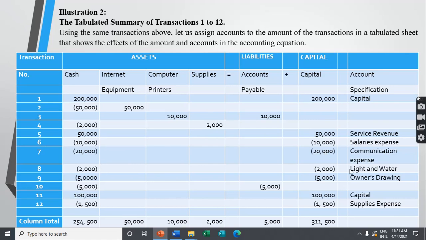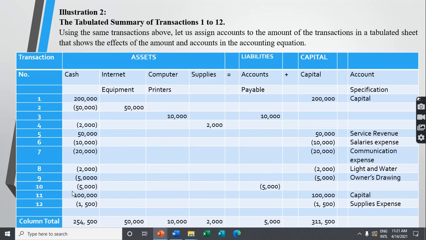And also, nagbayad ka din ng light and water. Ayan. Nabawasan din yung cash mo ng 2,000. Nabawasan din dun sa capital ng 2,000. And also, dun sa owner's drawing, nag-withdraw si owner for personal use niya for 5,000. So, nabawasan ka ng 5,000. And also, nabawasan din yung capital mo ng 5,000.